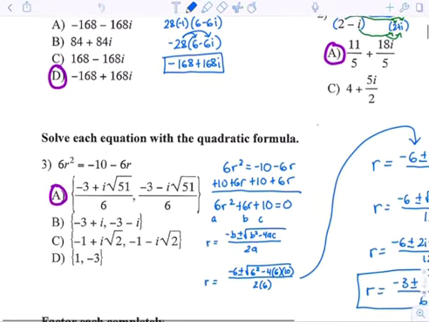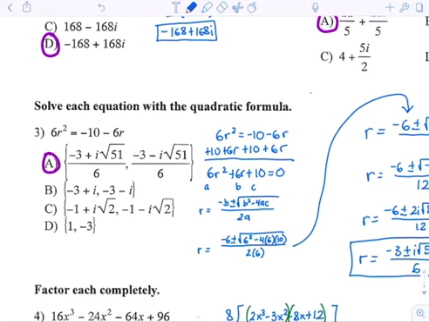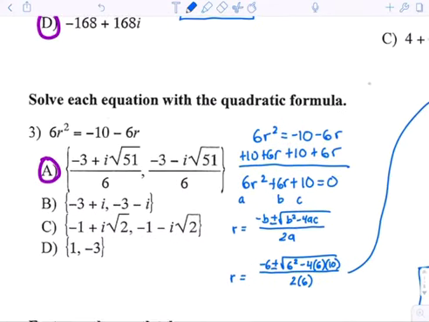Alright, so for number 3, solving with the quadratic formula. So basically, you gotta get everything to one side of the equation. So I just made everything go to the left-hand side. So I just added 10 and added 6r, and I did that to the left-hand side as well. On the right-hand side, you guys are going to get 0, but on the left-hand side, you're going to get 6r squared plus, make sure you put 6r, right? Standard form, and then plus 10.